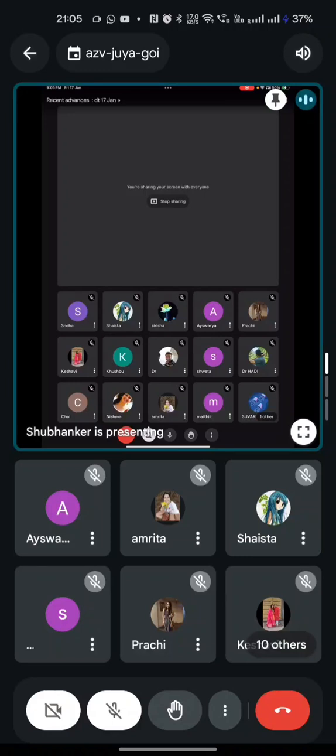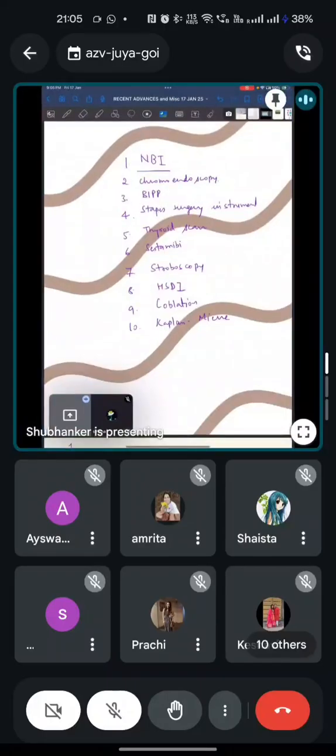And there will be one request: please go through the previous recent advances 1 and 2, which were shared. I'll share it as a PDF also, just for your revision. So the few things which were discussed earlier, or might have slipped your mind, just go through them once. Okay. So let's start with today's session.